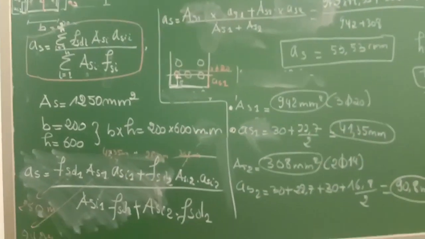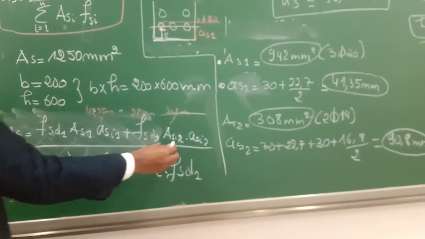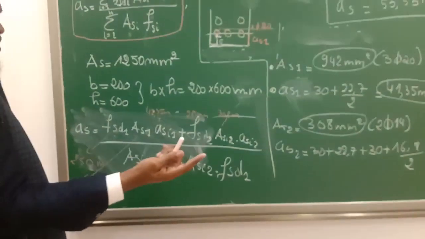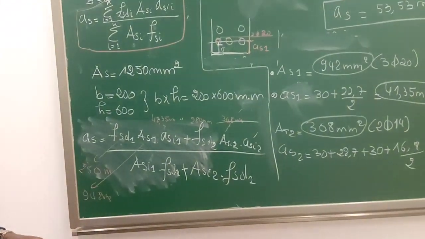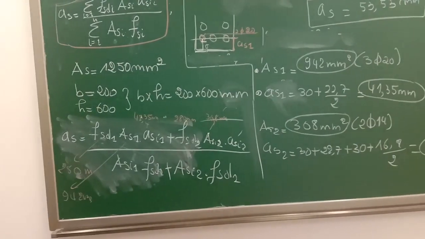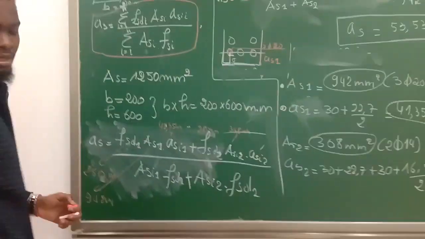So we find that we know, and now we will remain with just one thing. We remain to know just the ASE2. How to know the ASE2? I say that I will come here again to explain.